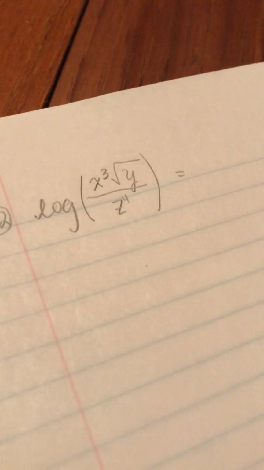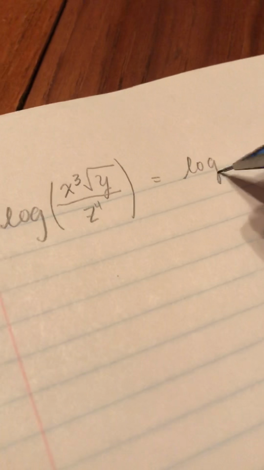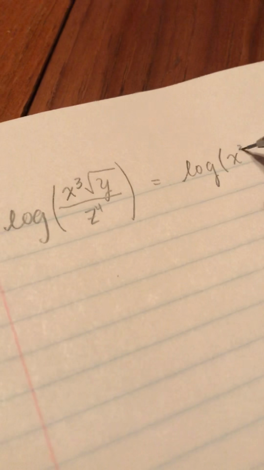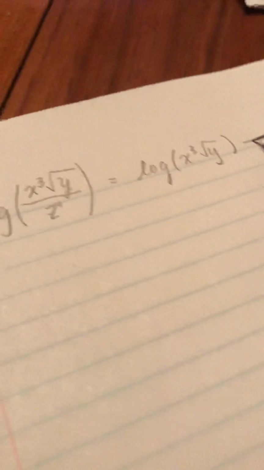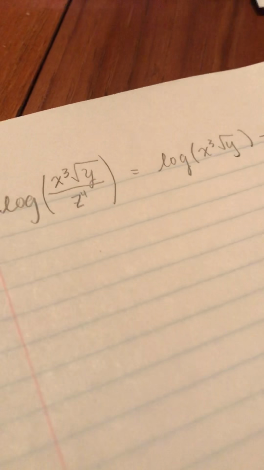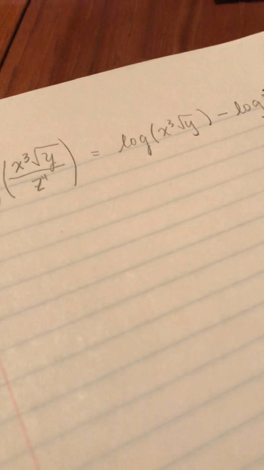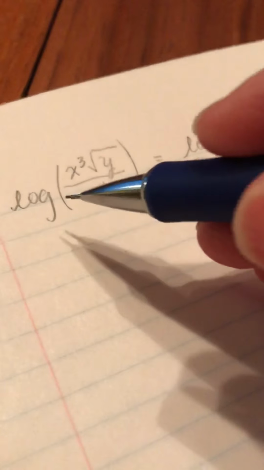So first of all, there's a property of logs that says if you have log of a quotient, that's equal to the difference of the log of the numerator and the log of the denominator. So log of a fraction is log of the top minus log of the bottom. And these properties are all related to properties of exponents, but you just have to memorize them.